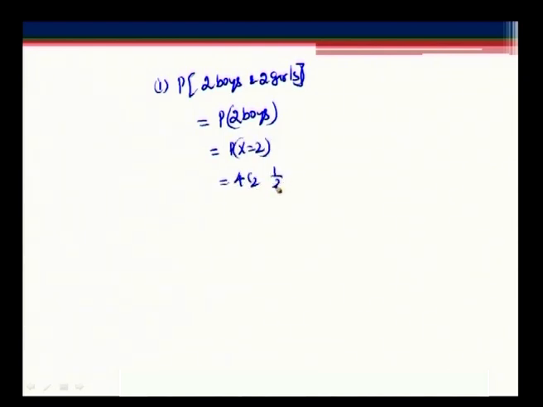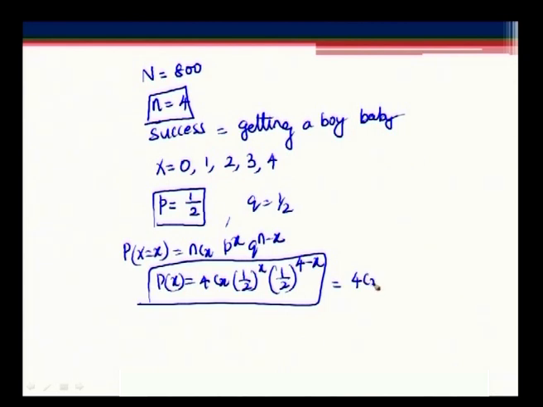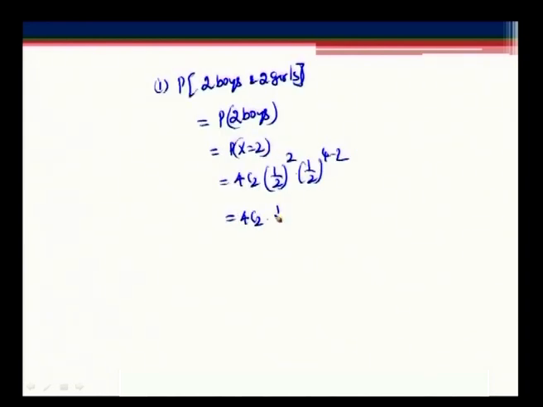So P of x equal to 2 is 4C2 into 1 by 2 whole power 2 and 1 by 2 whole power 4 minus 2. We should have simplified it further as 4Cx and 1 by 2 whole power 4, so that it will be easy for you to calculate. So, 4C2 into 1 by 2 whole power 4, what is that equal to? 4C2 is 6, so 6 into 1 by 2 whole power 4, and this is equal to 3 by 8. This is actually the probability.